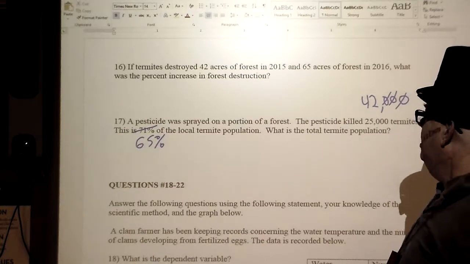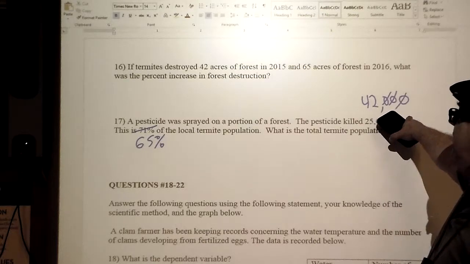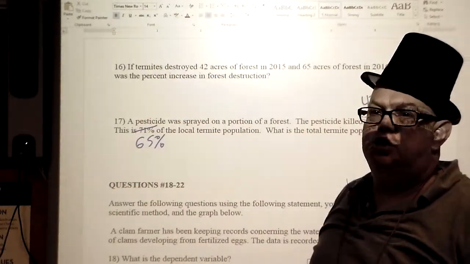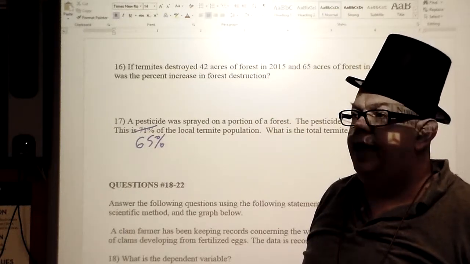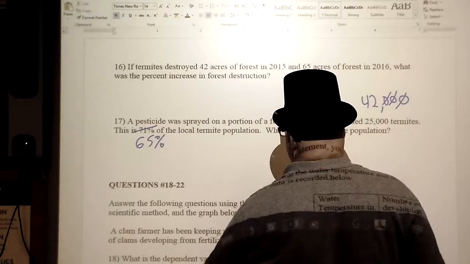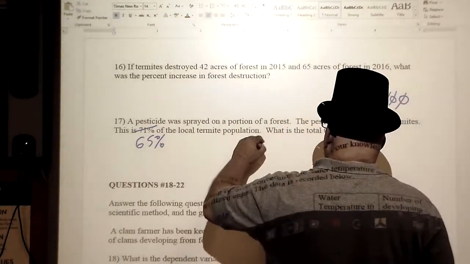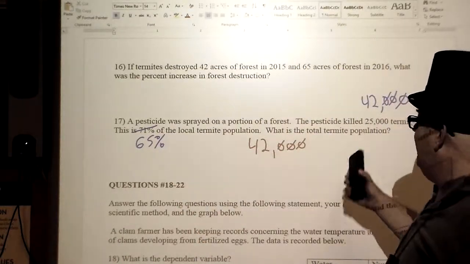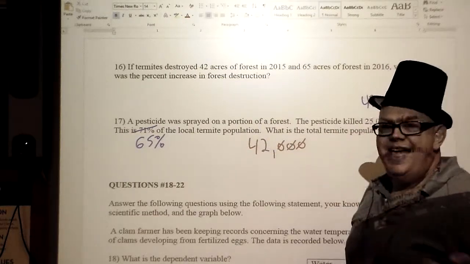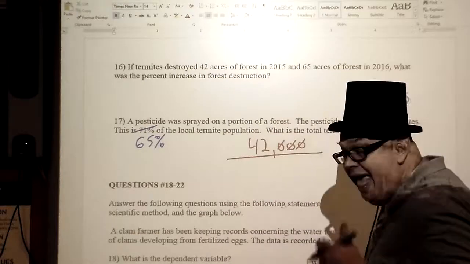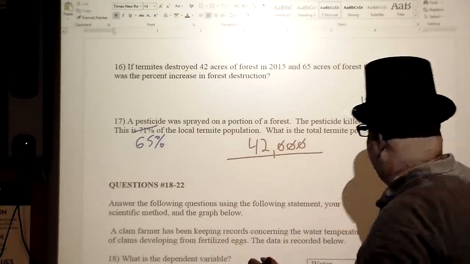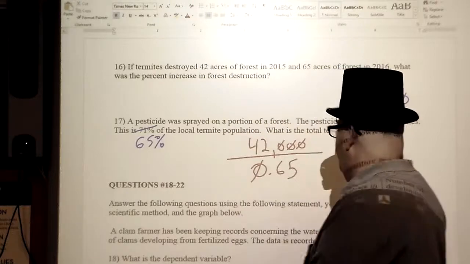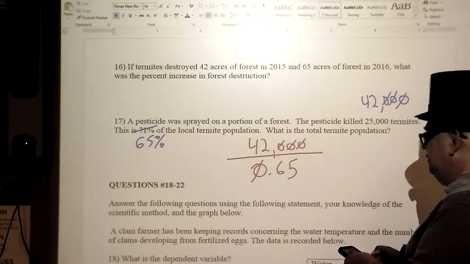This is a little bit different, because now you've got how many termites are dead, and they're telling you, look, 42,000 is 65% of this bigger population number. How do you fix that? Well, I have 42,000. I know I can't multiply this by 0.65 because I'm not asking what's 65% of 42,000. So if we can't multiply it, we can't add it, and we can't subtract it, that means we have to divide it, because that's how we're going to find out what the original number was. Let's do this.